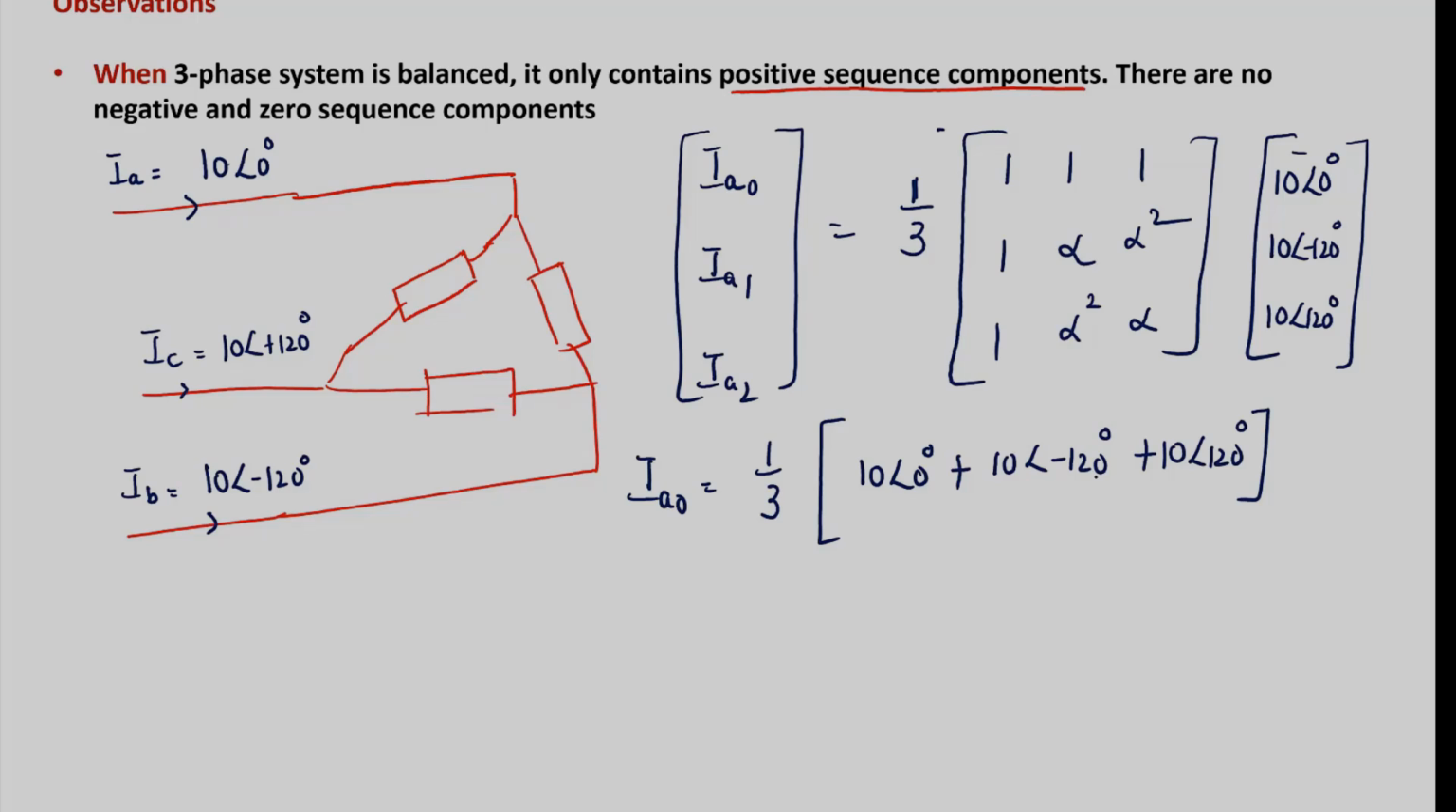So the sum of 10 at an angle 0, 10 at an angle minus 120, 10 at an angle plus 120 will become what? 0. So my zero sequence currents are 0. Let me see whether my positive sequence currents hold good or not.